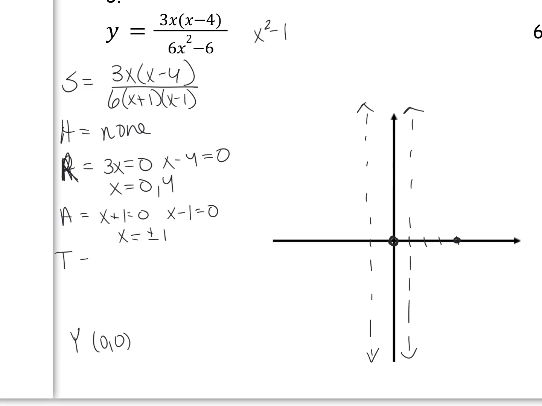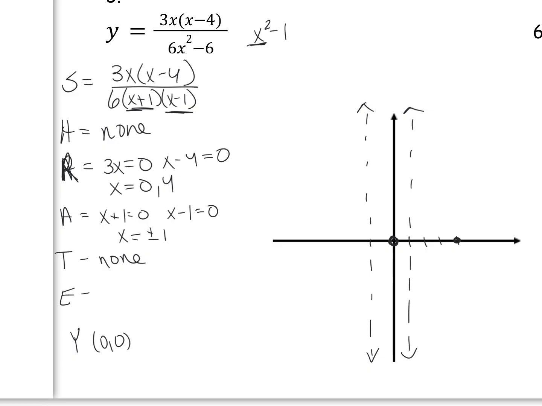So then, when you look at it, do you see anything squared? Any of the factors being squared? Are you sure? X squared is not; this is x plus 1, this is x minus 1. Are they squared? So then none, which means none of our graph will come together at those asymptotes, which is going to help us know which way to graph it.